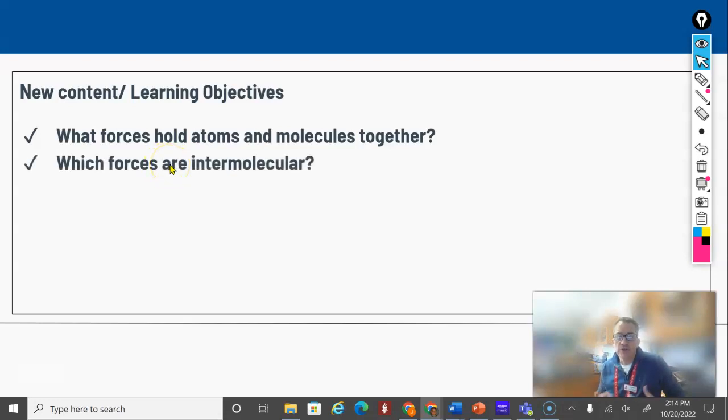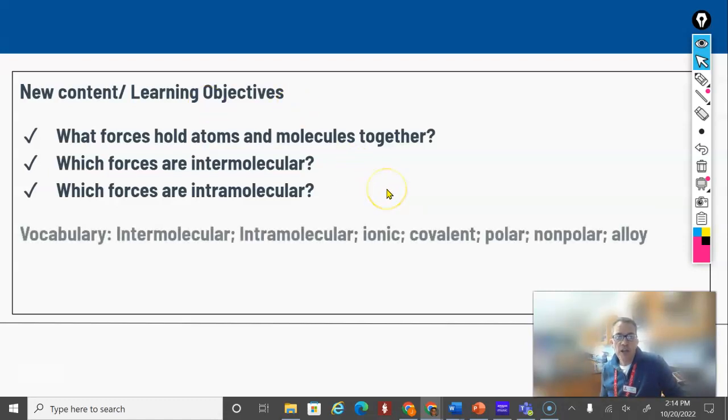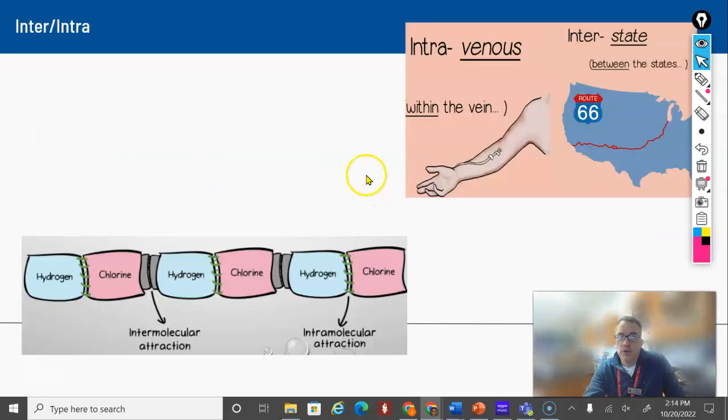And within that, there's a couple of different types of forces, different groups of forces. Some of them we will call intermolecular. The others we will call intramolecular. You can see the prefixes are a little bit different there. So we're going to talk about a number of different forces, try to classify them into each of those groups and give some characteristics of each. A lot of vocabulary with this one. So intermolecular, intramolecular, ionic, covalent, polar, nonpolar, and an alloy. So let's get to it.